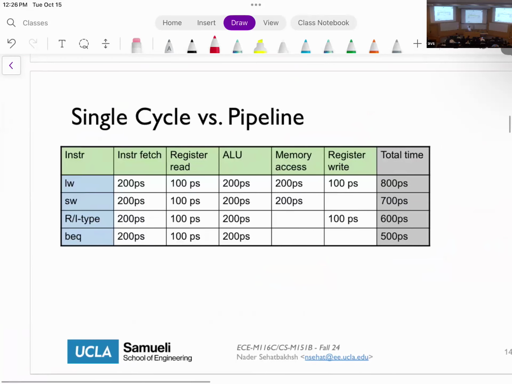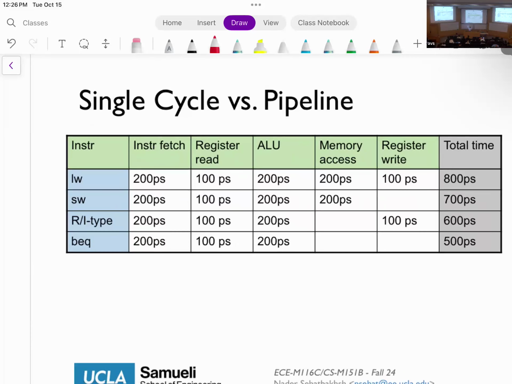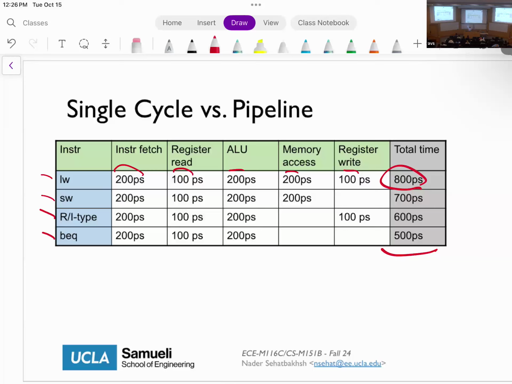So to give you a more concrete number, let's say, for example, we have a single cycle versus pipeline. Let's say we have load word, store word, R type, and branch equal. And then let's say we have the 5 stages that I said. Let's say instruction fetch takes 200 picoseconds, register file 100, ALU 200, memory 200, register write 100, okay? If I just sum them together, that would be 800, and then 700, 600, 500. If you remember, for the single cycle, right?